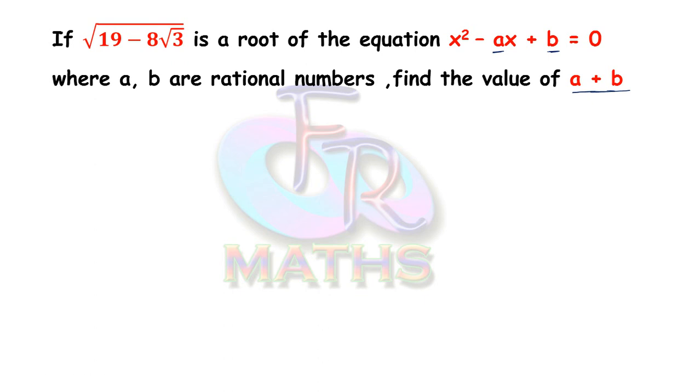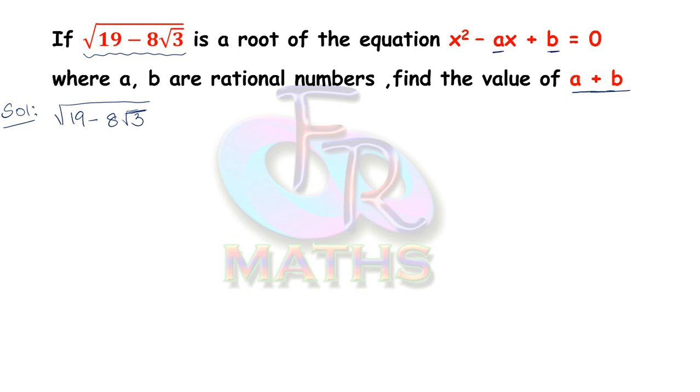Now to get the values of a and b, first of all I need to know this root. If you observe carefully, this 19 minus 8 root 3 is a binomial surd. To find the square root of a binomial surd, we need to make it into a perfect square. So let us see how we are going to convert this 19 minus 8 root 3 into a perfect square. If you can write it in the form of a perfect square, then the square and square root get cancelled, and we are going to get the square root value.